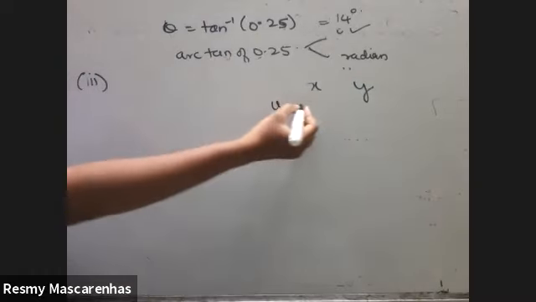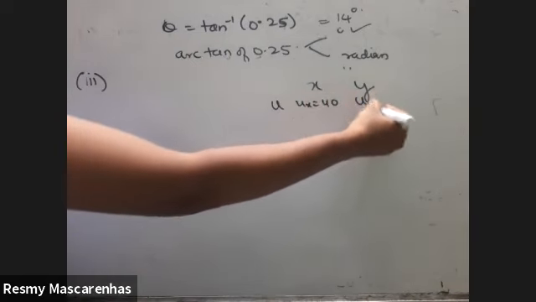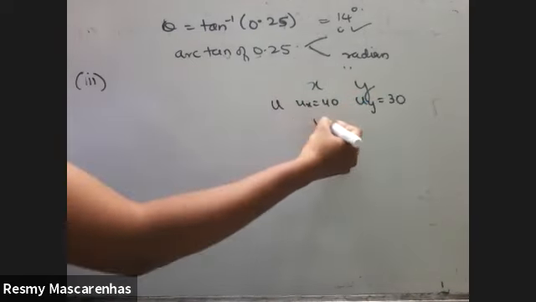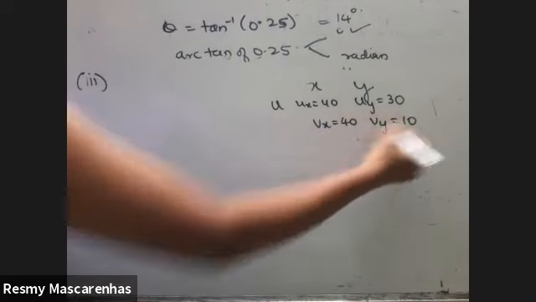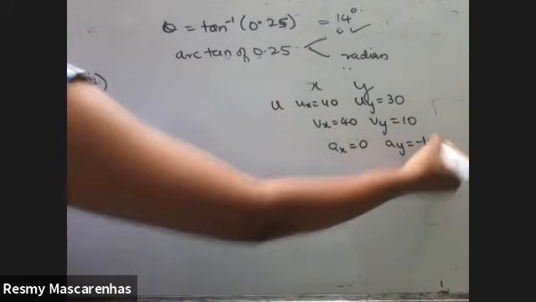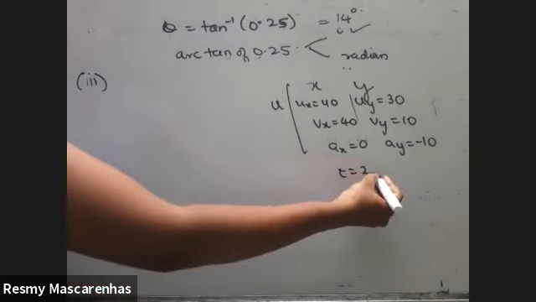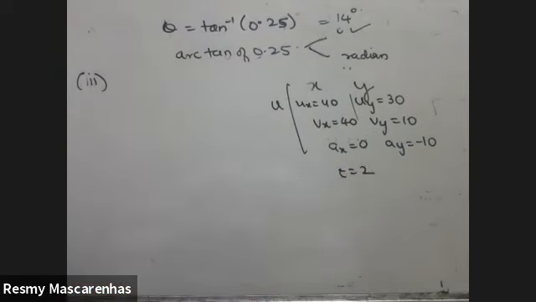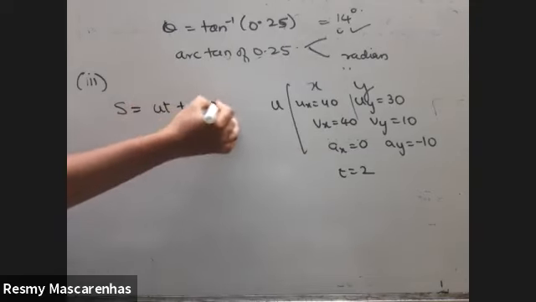So we have this data: Ux was 40, Uy was 30, Vx we got as 40, Vy we got as 10, ax was 0, ay is minus 10, then time is 2. So now we'll use the displacement formula. S is ut plus half at square.